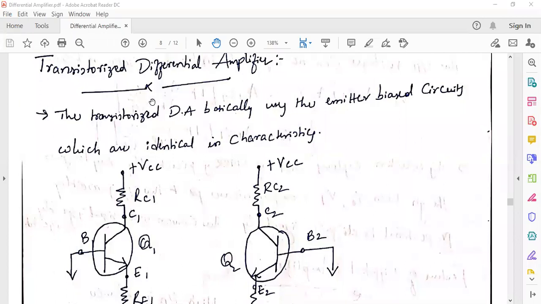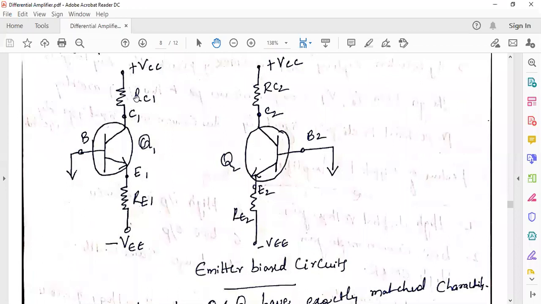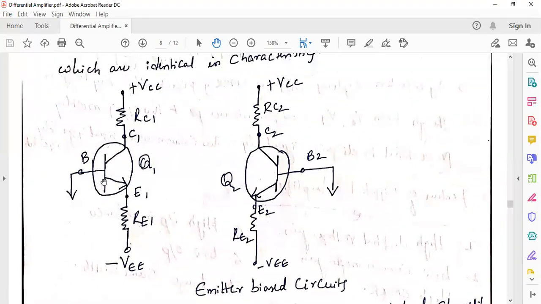Okay, so to develop the transistorized differential amplifier, I am taking two emitter bias circuits which are identical in characteristics. The transistorized differential amplifier basically uses emitter bias circuits which are identical in characteristics. These are the two emitter bias circuits. Why it is called emitter bias means we are providing a biasing voltage VEE to the emitter terminal of the transistor. So there are two emitter bias circuits.